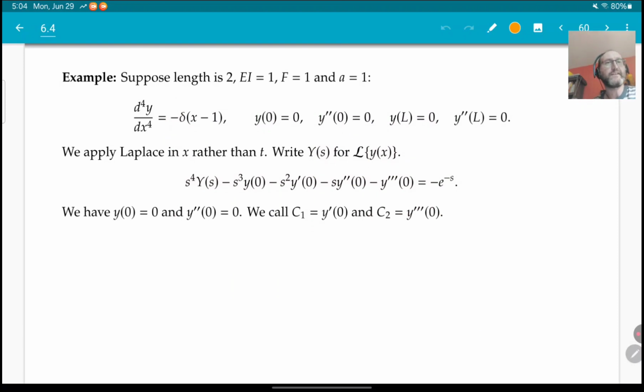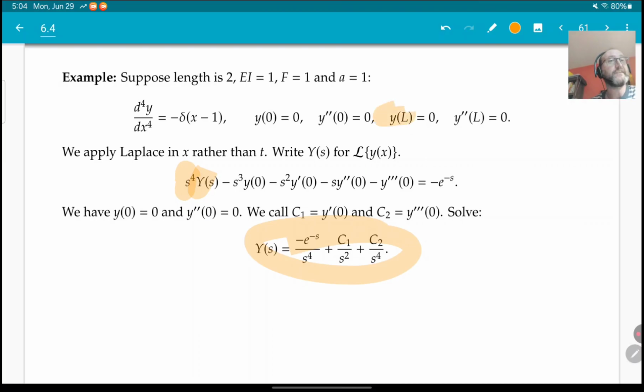We have this term and this term, which appear here and here. Those are 0, so we can remove those. The other ones we don't know, so let's give them names. Let's call them C1 and C2 for simplicity, so that we don't have to keep writing these expressions. And we solve for capital Y, which is basically just moving those two terms to the right and then dividing by s to the 4th. So there's your solution. Well, not quite.